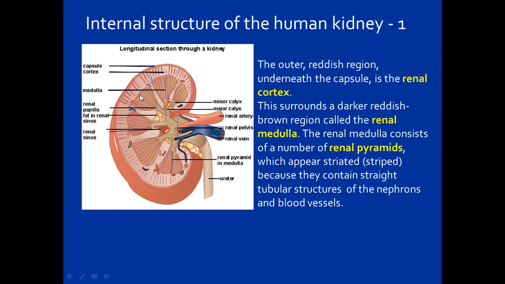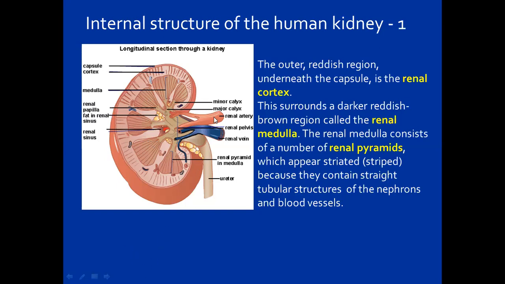Okay, renal medulla is from there to there, all the way around. And the renal medulla consists of a number of what are called renal pyramids. And so this structure here is one renal pyramid in the renal medulla. This is another renal pyramid in the renal medulla. Okay. The renal pyramids appear to be striated or striped. And the reason for that is because they contain the straight tubular structures of the nephrons and the blood vessels. And I will explain that to you in more detail later on, and hopefully it'll make more sense to you.